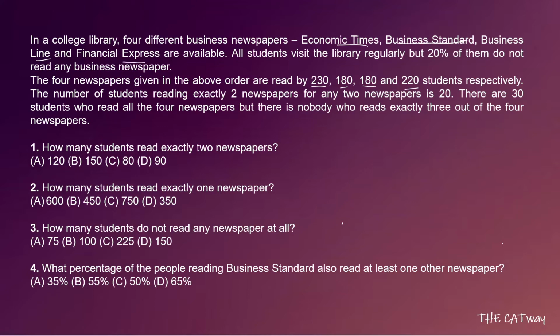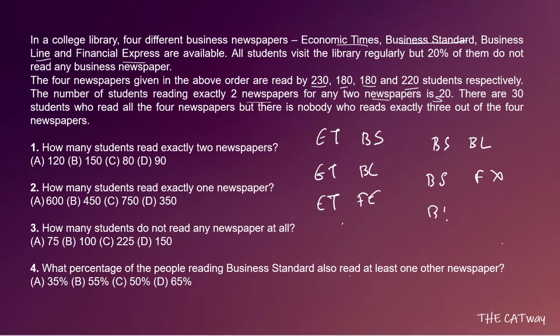Express. The number of students reading exactly two newspapers, for any two newspapers, is 20. That means for every pair, now how many pairs are going to be there? The first pair is going to be Economic Times with Business Standard, then Economic Times with Business Line, then Economic Times with Financial Express, then Business Standard with Business Line, Business Standard with Financial Express and then Business Line with Financial Express. Okay, so these are the 6 pairs, and they are all going to be 20 each.